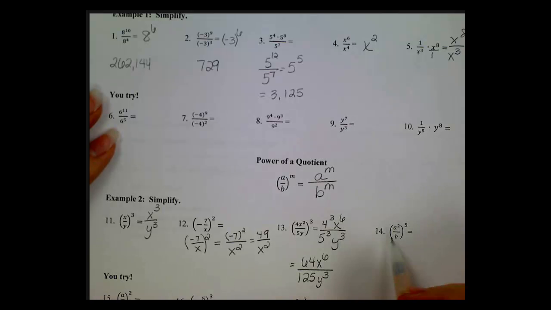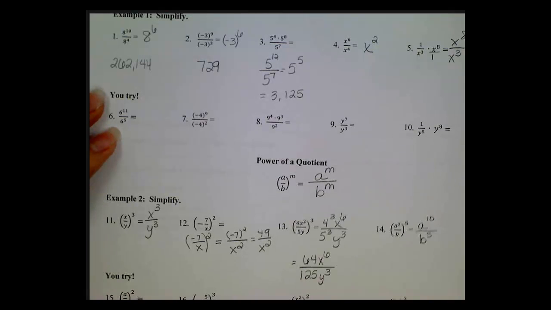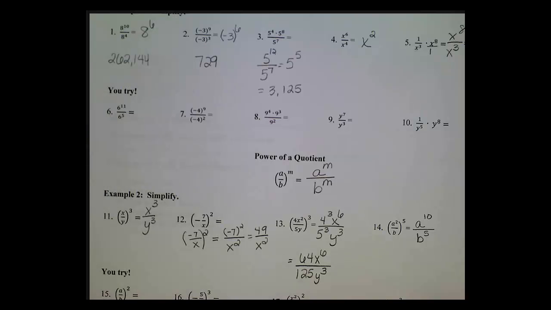All right, moving on to number 14, we have a squared over b, and the whole thing is being raised to the 5th power. So let's start with the a. We have one base, 2 exponents, so that's our rule where we have to multiply our exponents, so that gives us a to the 10th. And then the b in the denominator gets raised to the 5th power. And that's it for that one. Not so bad. All right, let's turn our page.